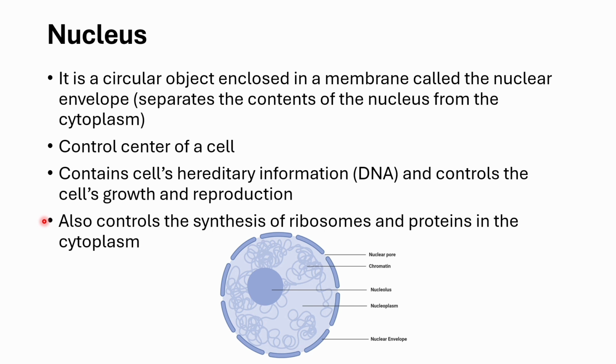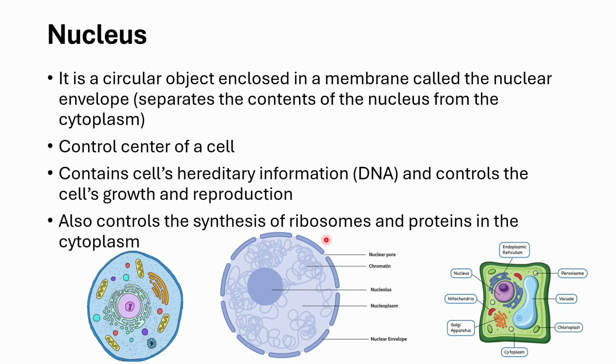Another important function of the nucleus is that it also controls the synthesis of ribosomes and proteins in the cytoplasm. In both plant and animal cells, you will see this part, which is called the nucleus. If you look closely, in the animal cell it is present in the center, whereas in the plant cell it's actually pushed towards a side because of the presence of this large vacuole.